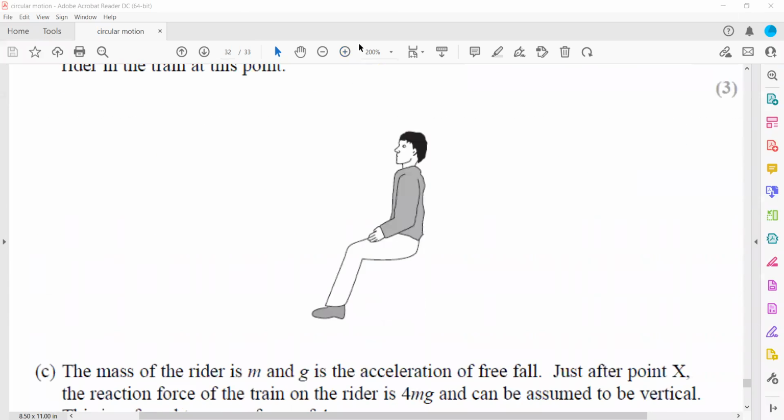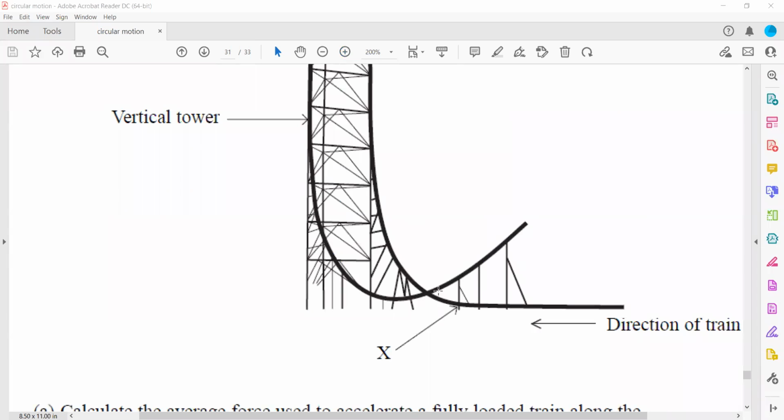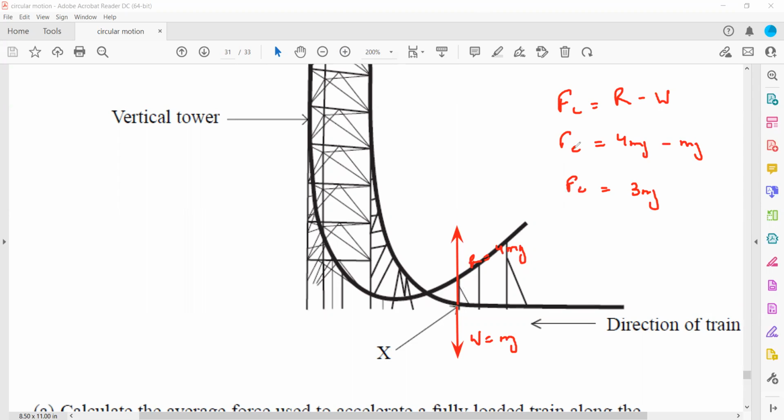The idea is that when the train is moving in a circular path, there must be a resultant force acting toward the center. At this point, the normal contact force is 4 mg and the weight is mg, downward. The normal contact force is more than the weight. This will create a resultant force, a centripetal force. So centripetal force in this case equals R minus W, the normal contact force minus the weight. R equals 4 mg minus mg, which is equal to the centripetal force. So 3 mg is equal to the centripetal force.